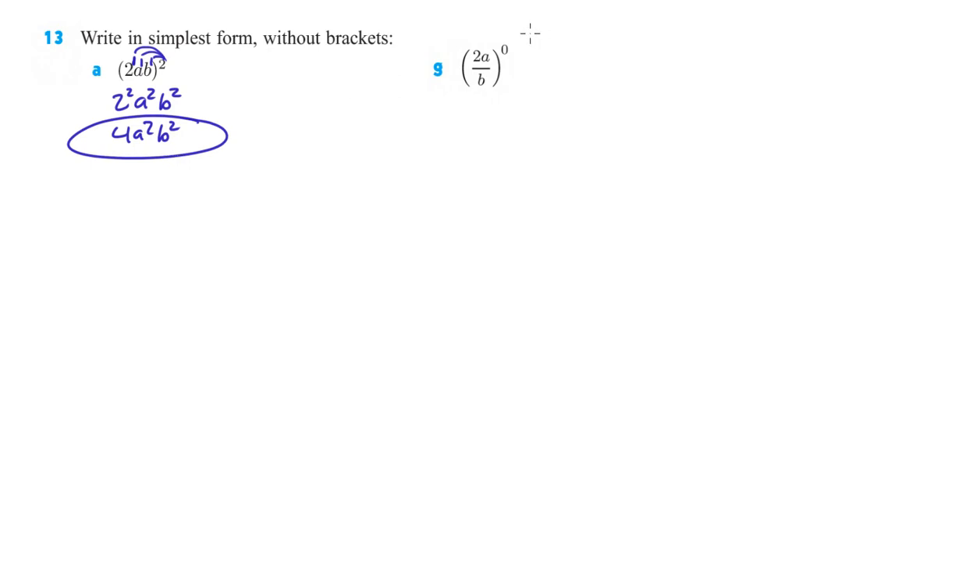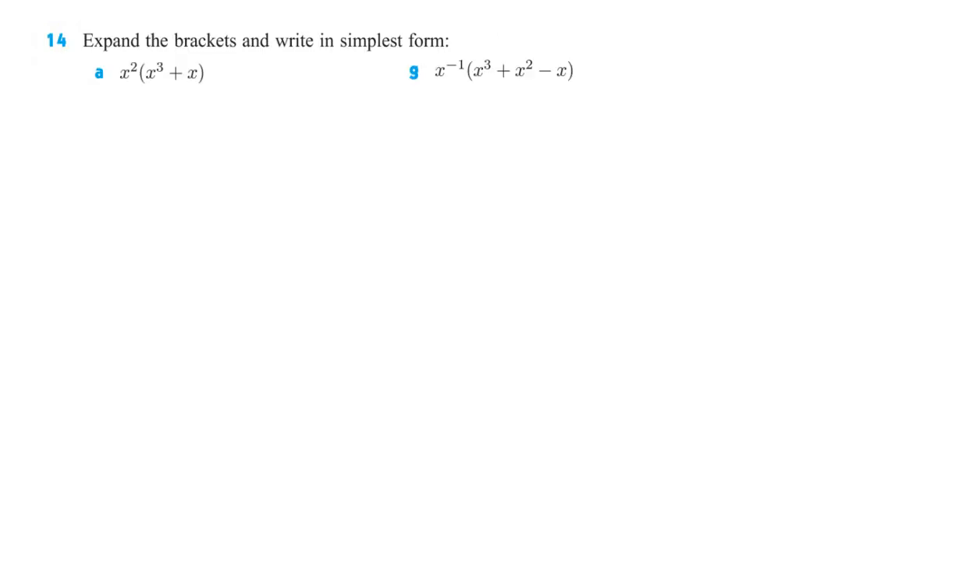Okay? This one here. Doesn't matter what's inside the parentheses, since this is a 0 on the outside, it's going to equal 1. Okay, anything raised to the 0 power, always 1. All right, let's look at 14. Expand the brackets and write in simplest form.